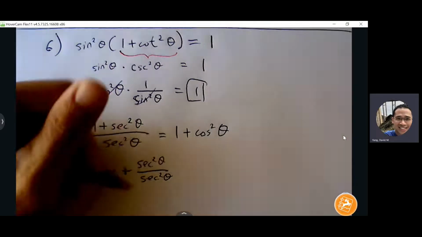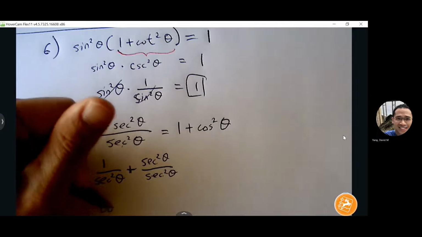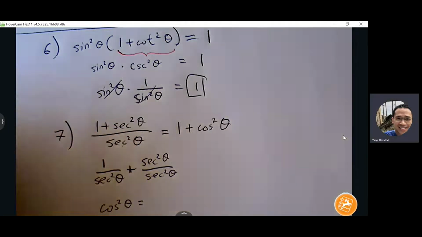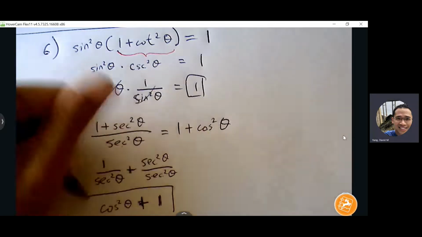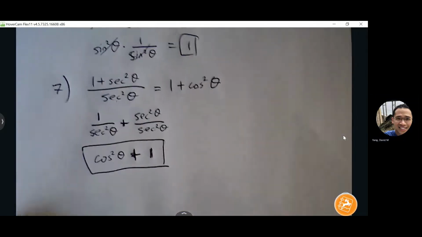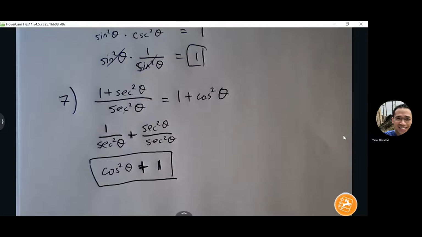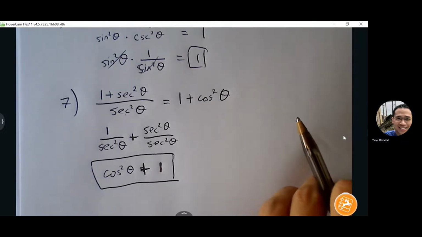Okay, 1 over secant squared, the same thing as. Then secant over secant is the same thing as 1. So we have our result. Number 8.